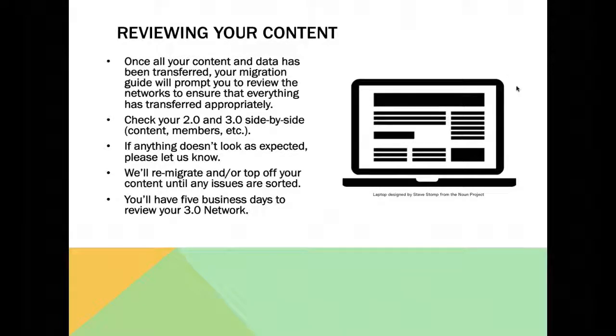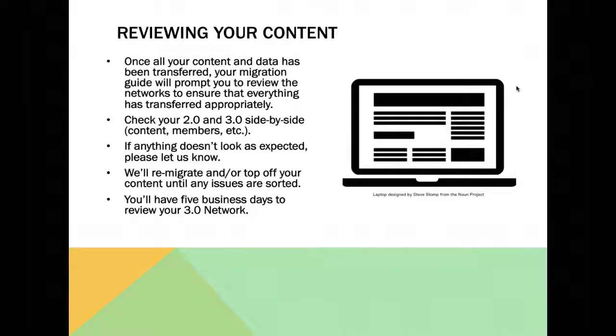So once your content and data has been transferred, your migration guide will prompt you to review the networks and ensure that everything has been transferred appropriately. I'd recommend checking your Ning 2.0 and 3.0 networks side by side. So you might open up some tabs like your content, members, or whatever is important to you, and you can actually open those pages and compare them and see how they've changed, if at all. And if anything doesn't look like you were expecting, please just let us know.